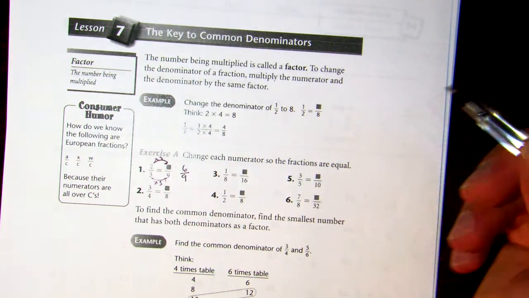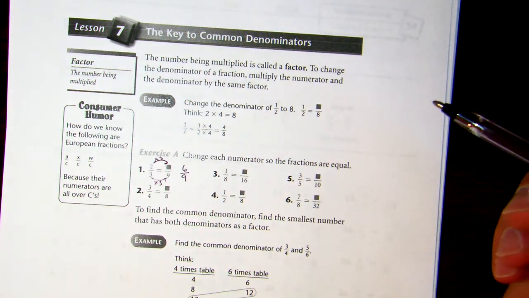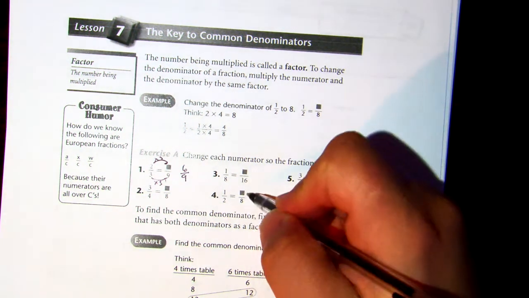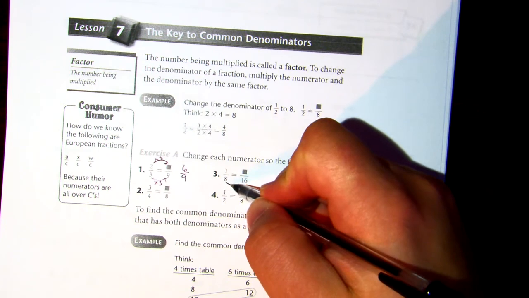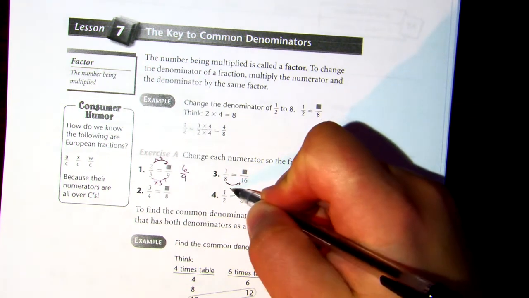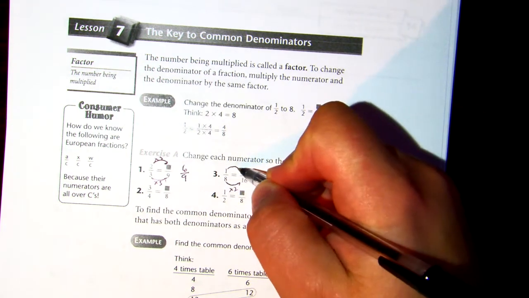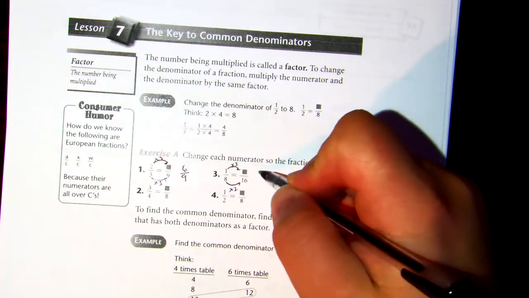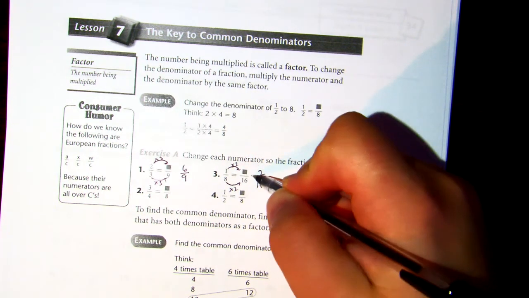Again, let's try the next one. Let's do number 3 over here. Got a little bit more room. So how do you go from 8 to 16? Well, you multiply by 2. So 1 times 2 is 2. So the answer is 2/16.